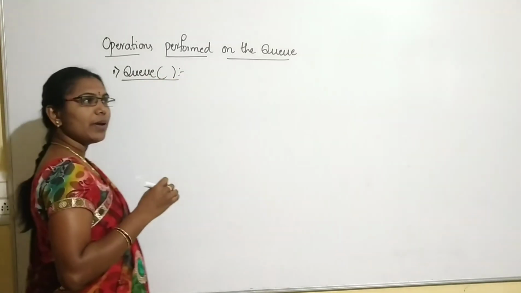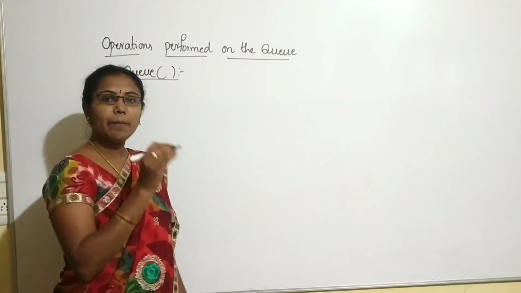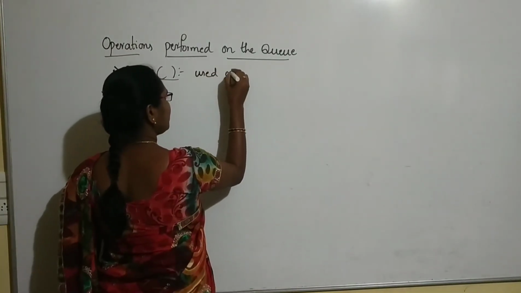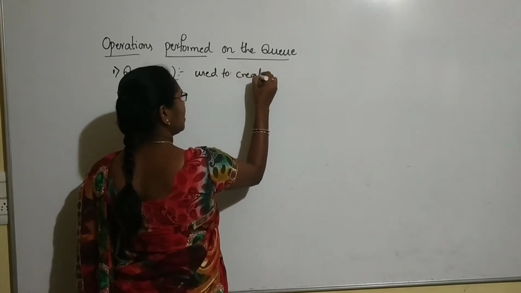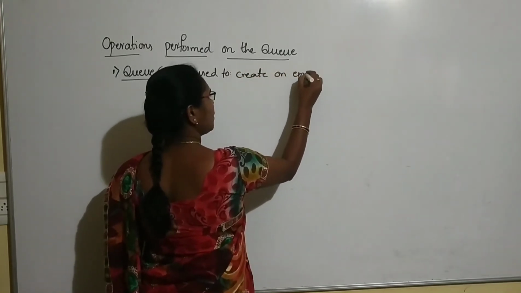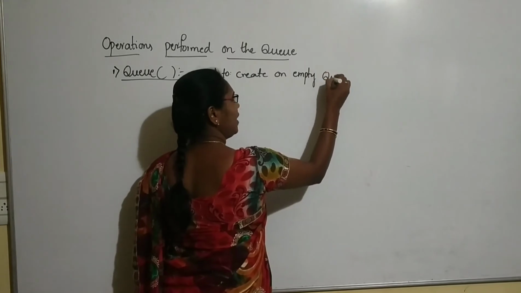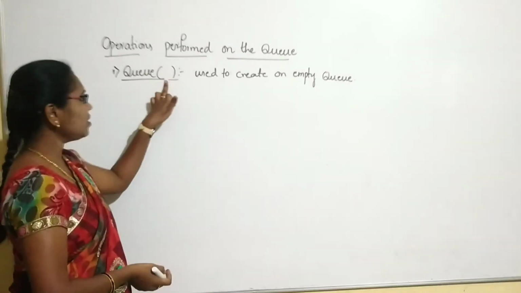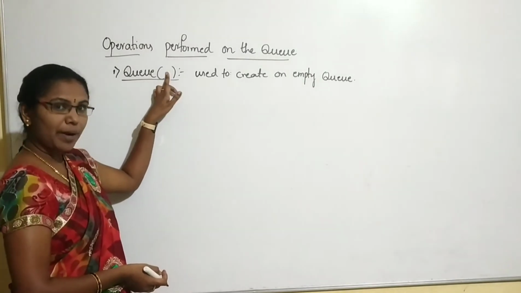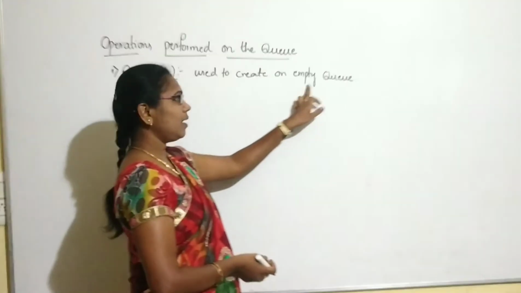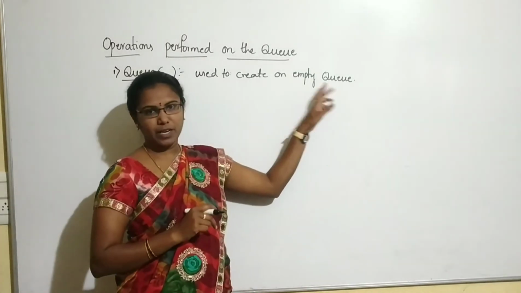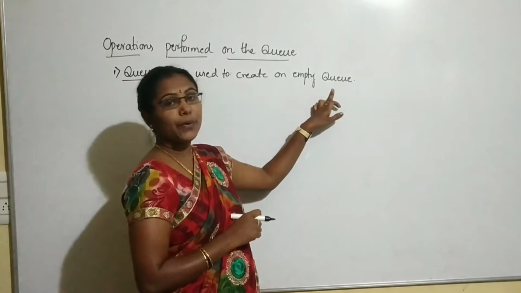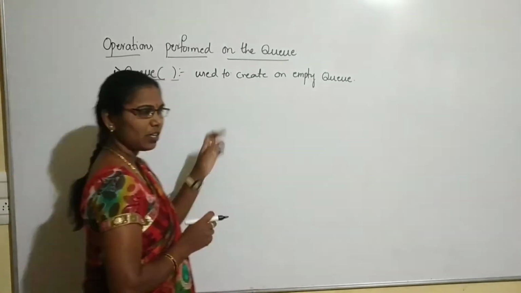This queue operation is used to create an empty queue. This function does not take any argument, but it returns an empty queue to the program's main function.